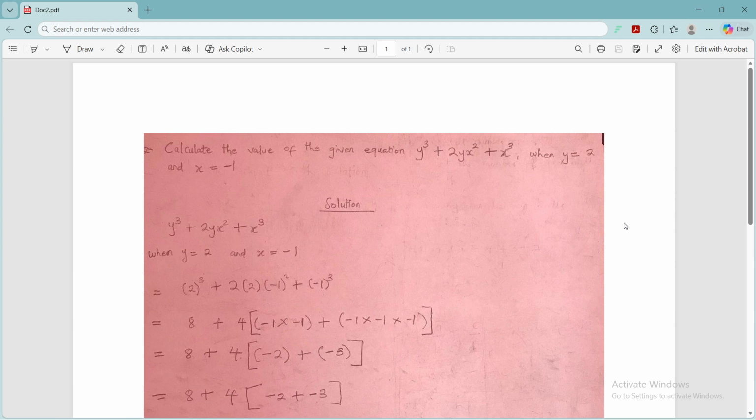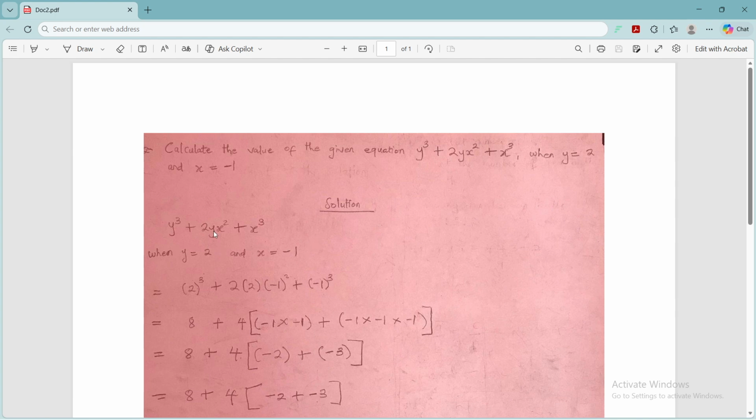Calculate the value of the given equation y cubed plus 2y s squared plus s cubed when y equals 2 and s equals -1, right? So our given equation here is y cubed plus 2y s squared plus s cubed, where our given values here are y equals 2 and s equals -1, right?